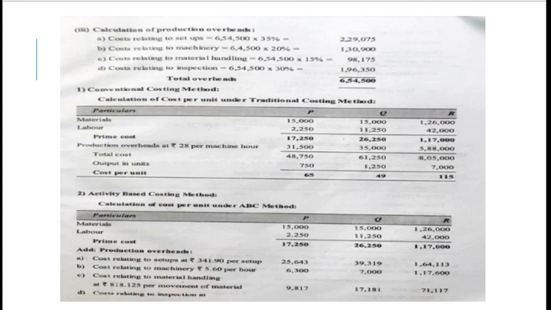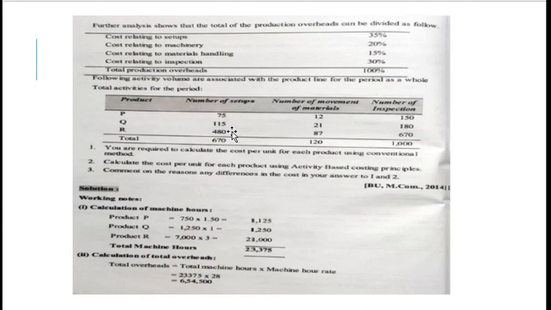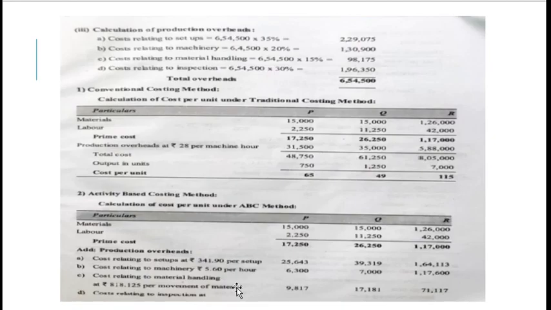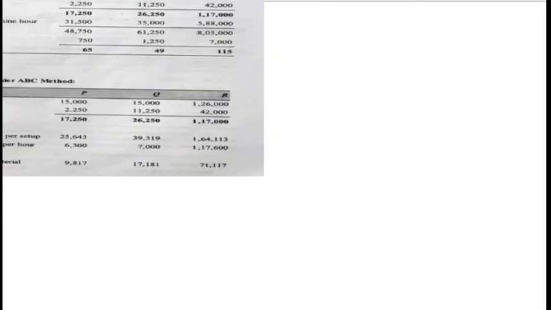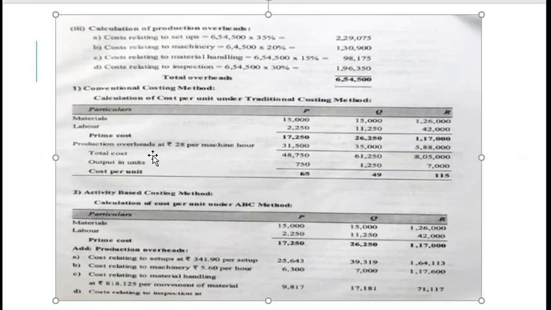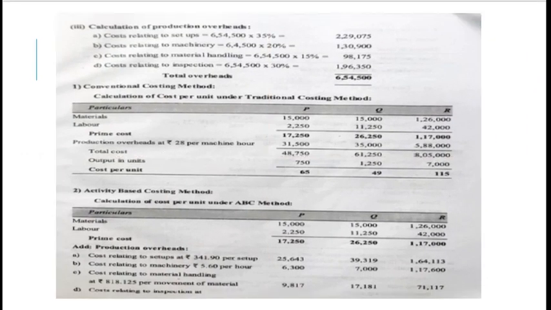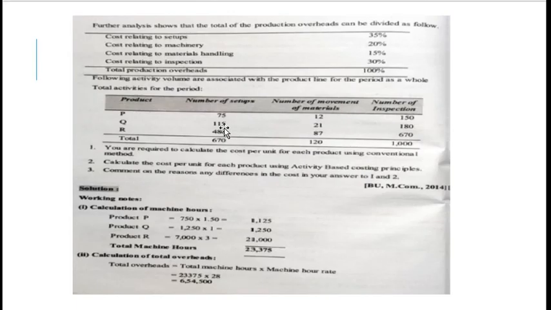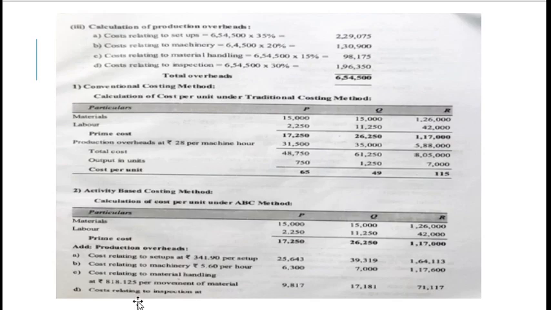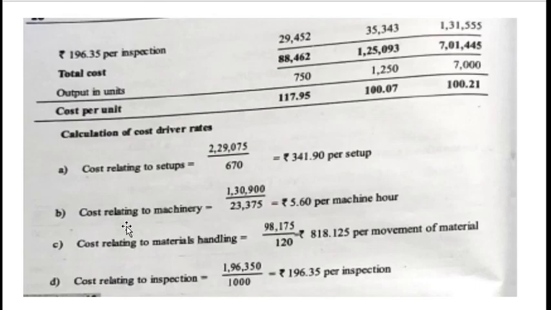25,643. In the same way for Q, there are 115 setups. So the cost is 341.90, so it is 39,319. In the same way, the setups for R, as per the question, is 480. So 480 into 341.90 will give you 1,64,113.